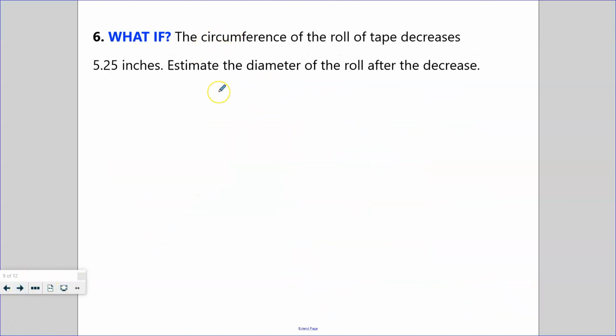All right, one for you to do on your own. Now it says the tape decreases by 5.25 inches. Go ahead and push pause now. I'm going to push pause to work out the problem, and it will appear on the screen once you have worked out the problem yourself. All right, here we go.